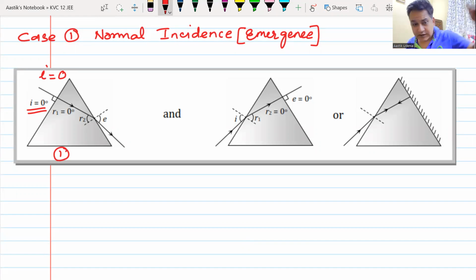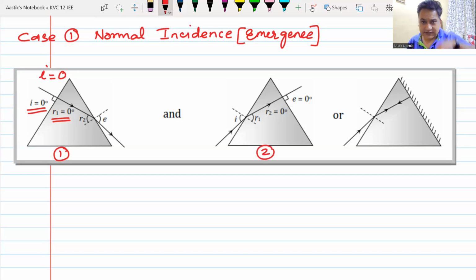Now the angle of incidence is 0, and the ray is incident normally. The angle of refraction will also be 0, but then it will fall at a different angle on the second face, and so on onto the third face. Do we understand this?